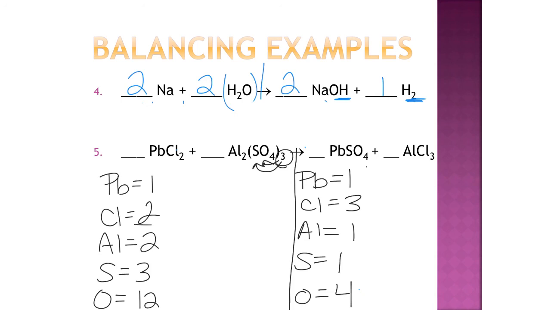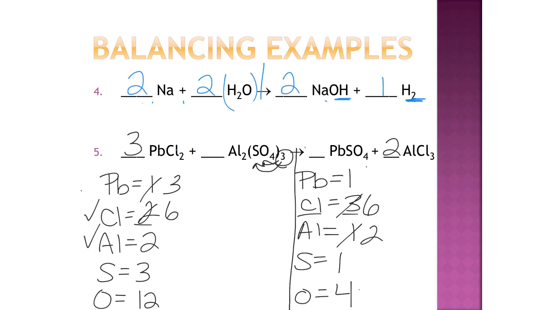Chlorine. I got 2 here, I got 3 here. So they each only show up in one spot, 2 and 3, so I'm going to need to set them equal to 6. So I'm going to have to put a 3 here, because that would give me 6 chlorines. So again, if I want to get chlorine to 6, I would need to put a 2 in front of the AlCl3. That would give me 6 chlorines, also 2 aluminums. So chlorine is good, aluminum is good. Let's go back and fix lead.